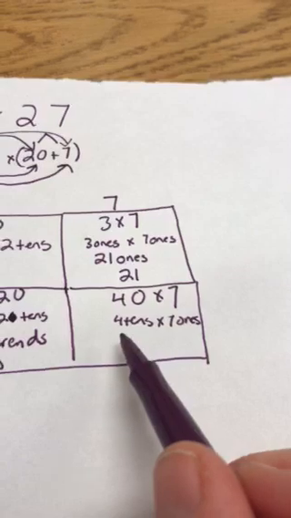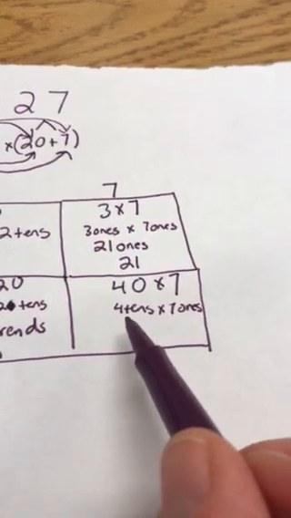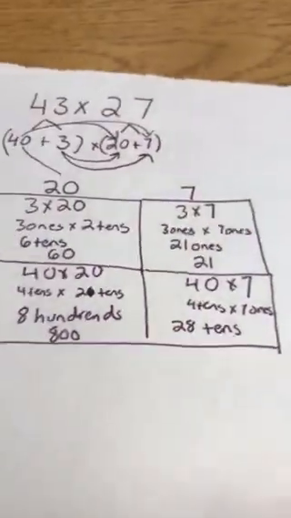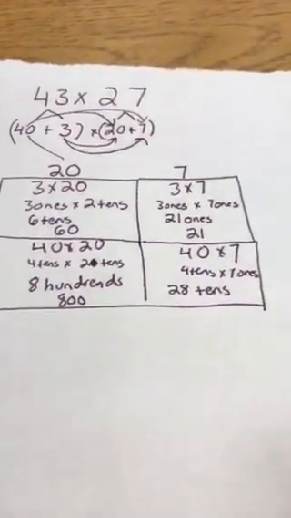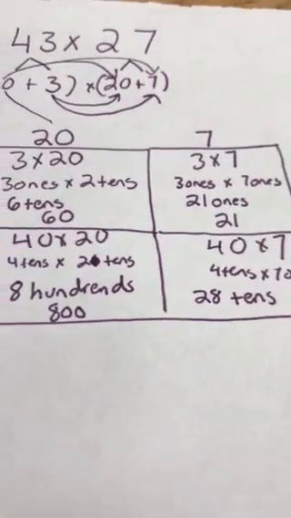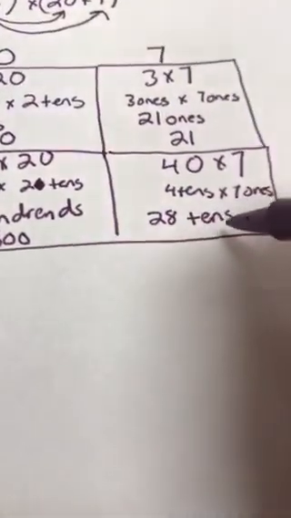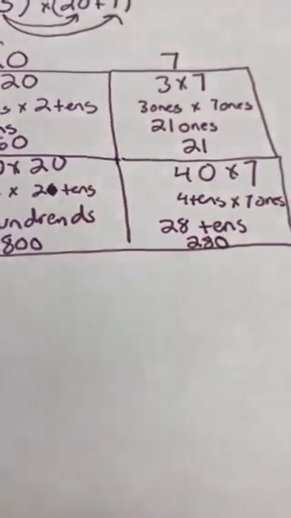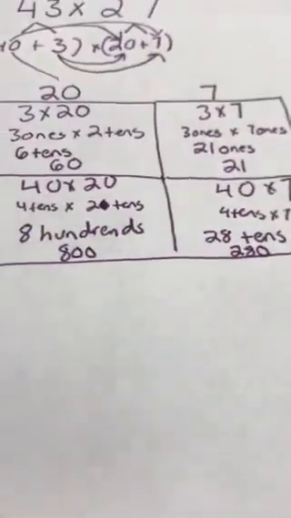And then we have 4 tens times 7 ones. So we're going to do our numbers. 4 times 7 is 28. And then 10 times ones is tens. Okay. Now we're going to add up all of our parts. Oh, we need to write this before we add up our parts. We need to write this as 28 tens, which looks like 280. Now we're going to add up all of our parts.